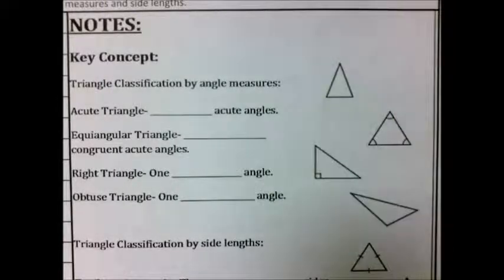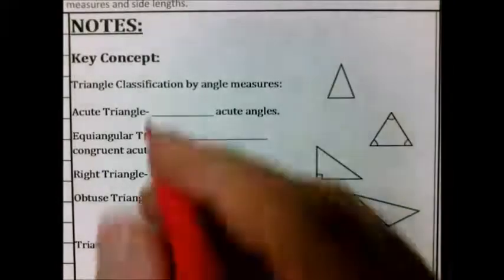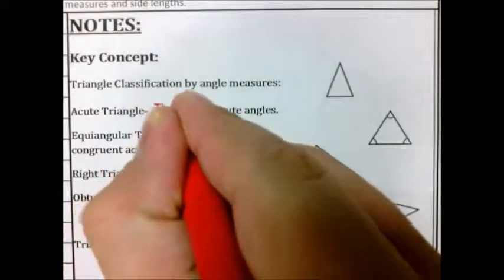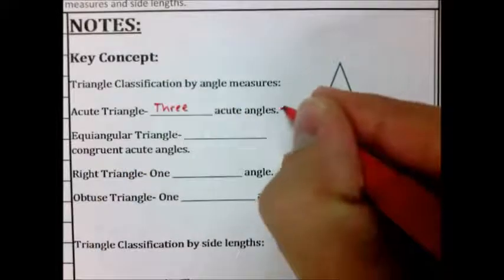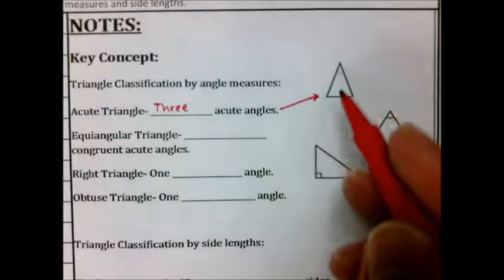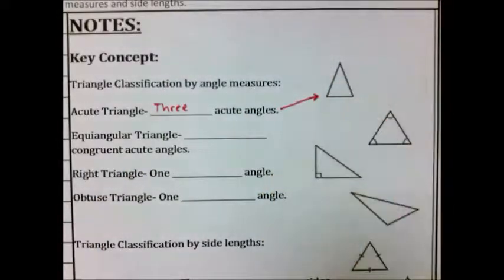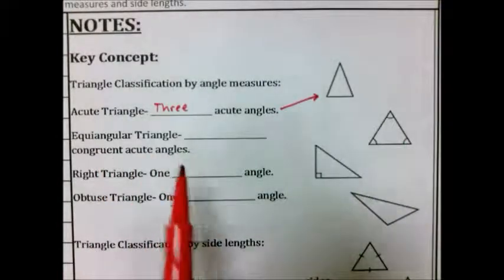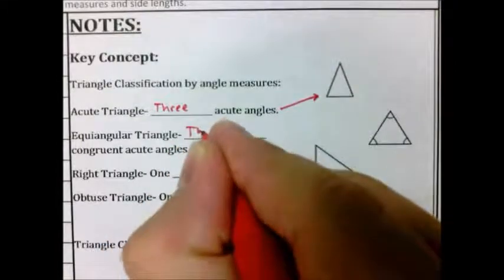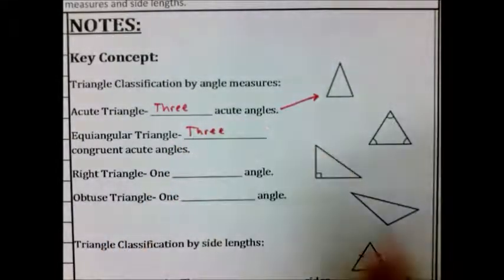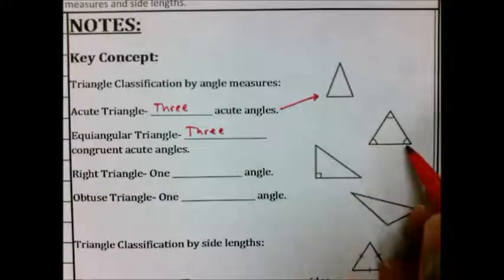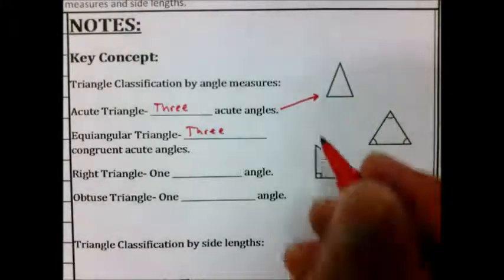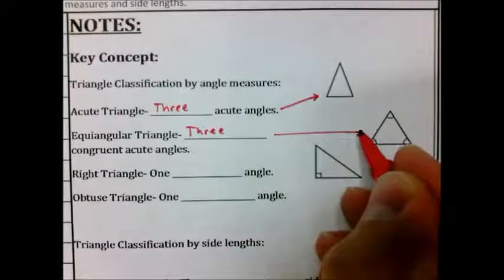There are 4 different classifications of triangles based on angle measures, and the first one is an acute triangle. An acute triangle just has 3 acute angles, okay? And what we're looking at is a shape kind of like this, where every single angle is an acute angle. It's less than 90 degrees. There's an equiangular triangle, and those have 3 congruent acute angles. So each angle is acute, but this one is more specific in saying all of those angles are the same.